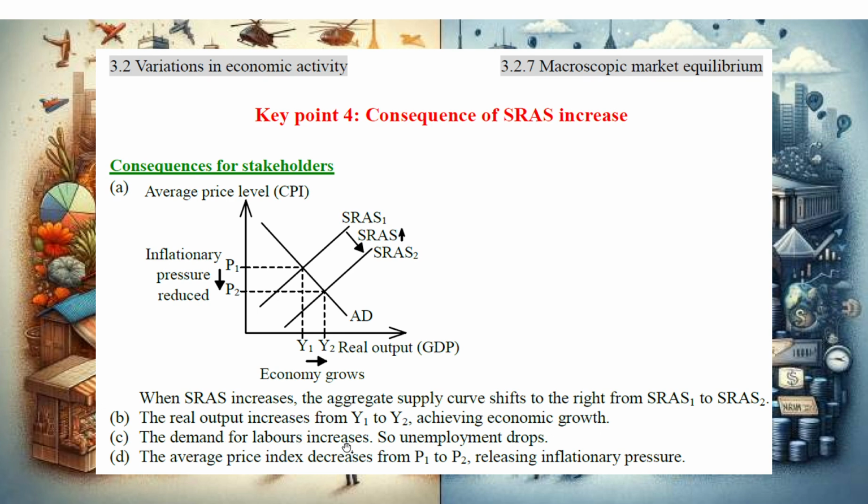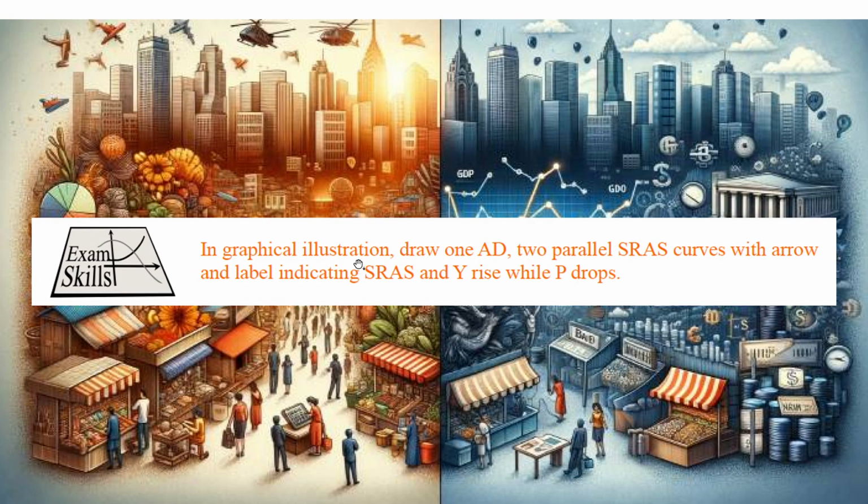Demand for labor increases, so unemployment rate drops. Okay. And the good thing is average price level drops too because of the cheaper cost of factor production, right? So from P1 to P2, reducing the inflationary pressure. So both sides are good for the people in poverty, okay. In graphical illustration, remember to draw one AD, two parallel SRAS to show the change of SRAS, okay, and label all the things, label the SRAS and label the Y, label the P, okay. Remember, labeling is important.